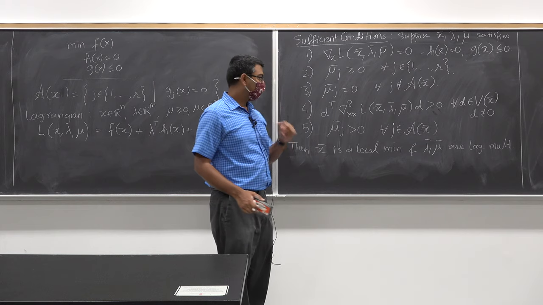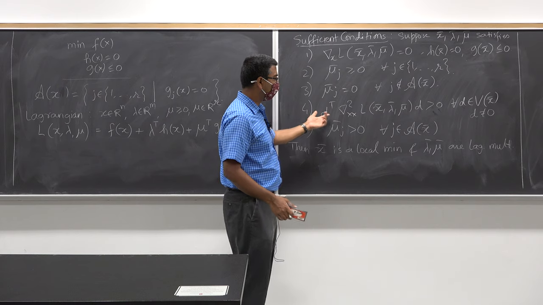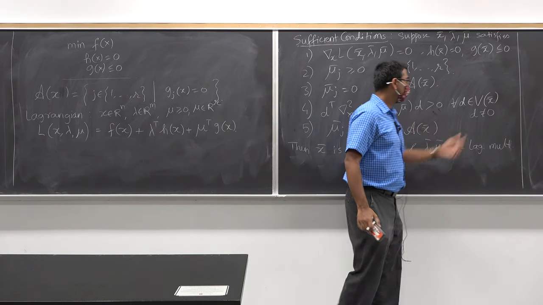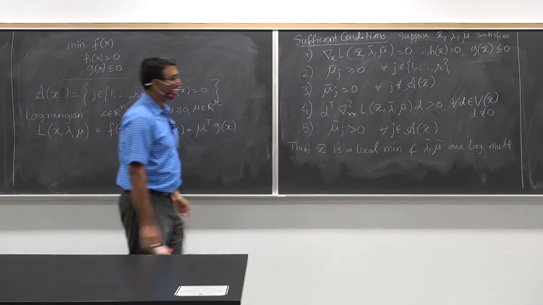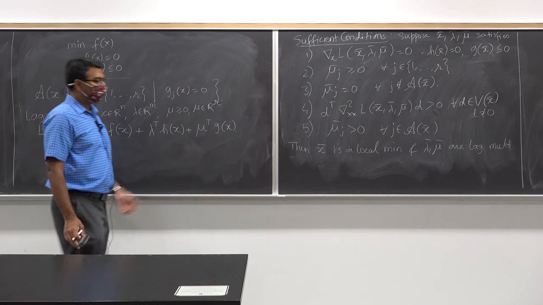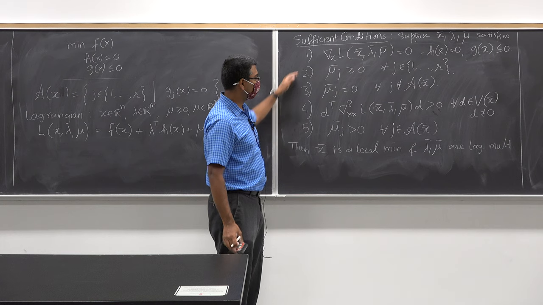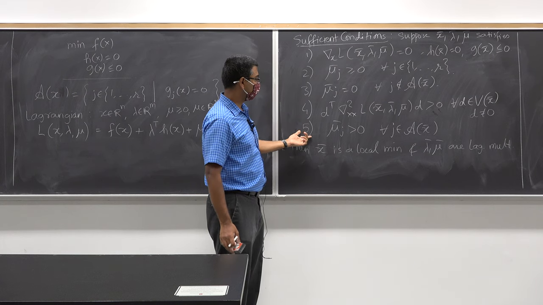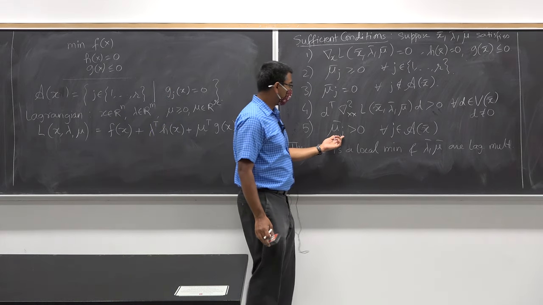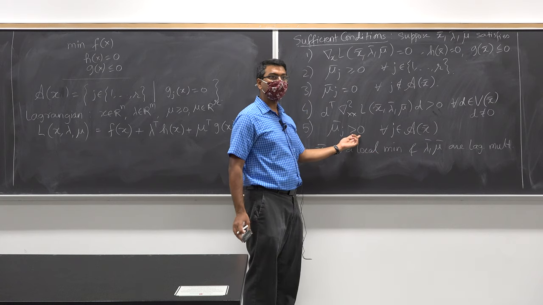Okay, and the key difference here is this fifth part. I mean, of course, fourth is different in the sense that we require strict positivity here when d is not equal to zero. And that has some implications in the proof. But this one is actually the most important addition to the set of conditions in the sufficient condition case. So the Lagrange multiplier corresponding to active constraints have to be strictly positive.